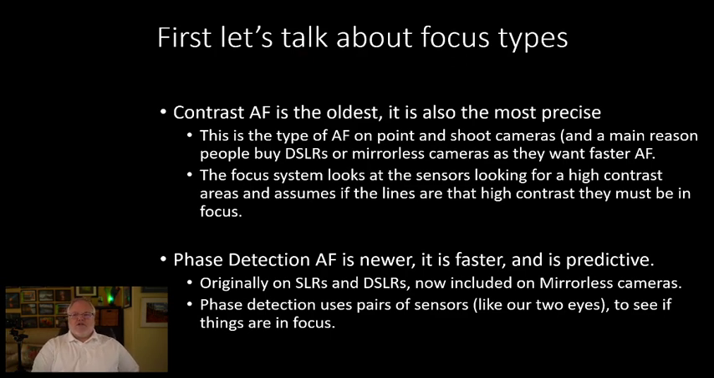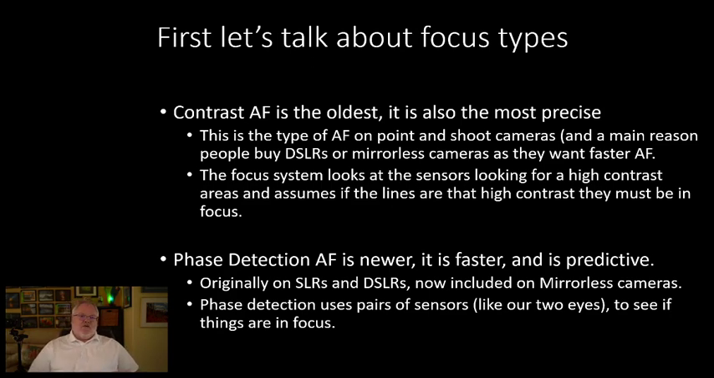First, let's talk about the different types of focus. Contrast autofocus is the oldest system. It is also the most precise. This is the type of autofocus that you get on a point-and-shoot camera, and that's one of the main reasons that people bought a DSLR, because the autofocus on their point-and-shoot camera was so bad. This focus system looks at your sensor and is looking for high contrast areas, and it assumes that if the lines are high contrast, then they're in focus.